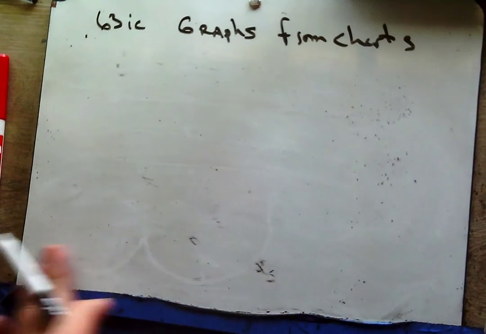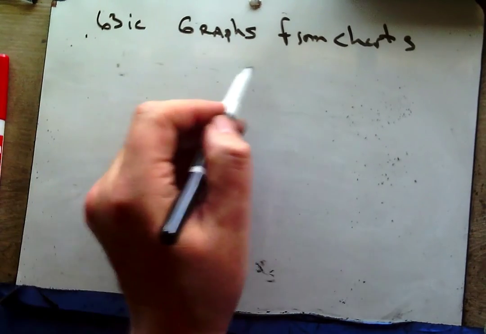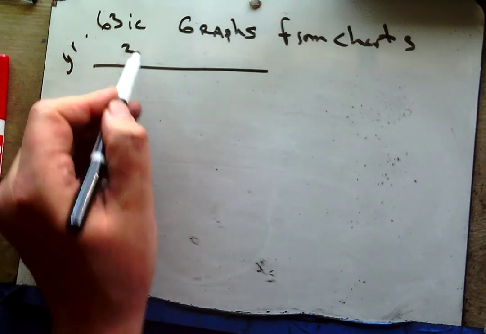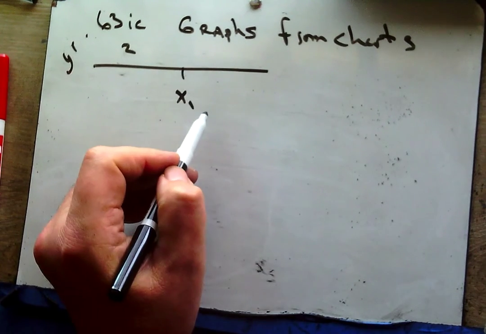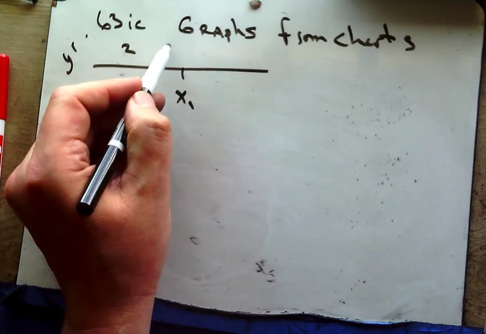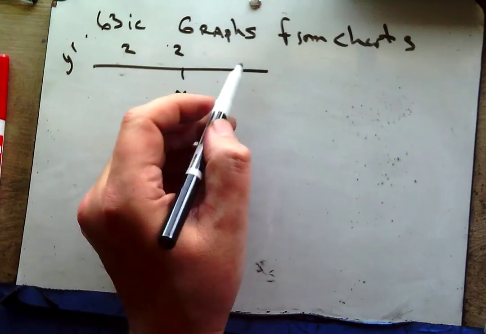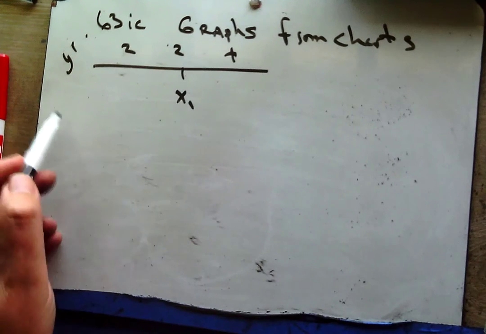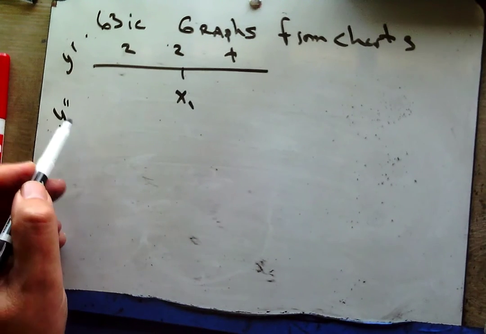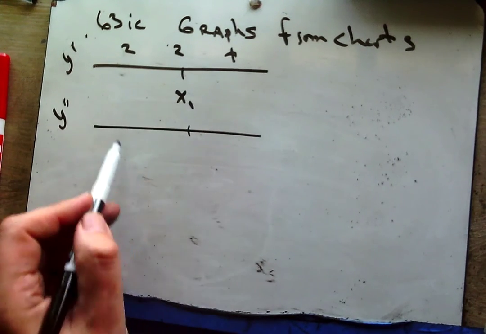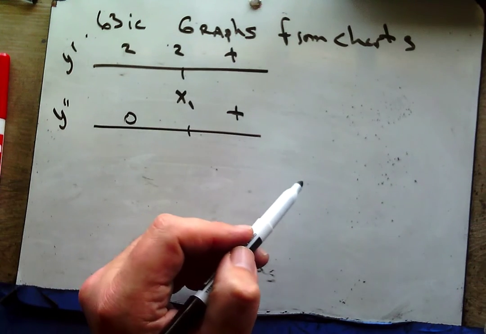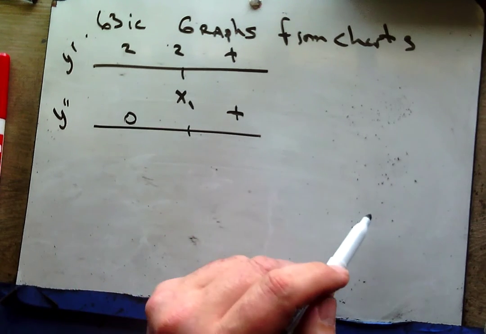26. 26 says y prime is 2 until we get to x sub 1, and y prime is 2 here, and then after this point, y prime is positive. Y double prime is equal to 0 over here and is positive over here. So this is what I think is happening.